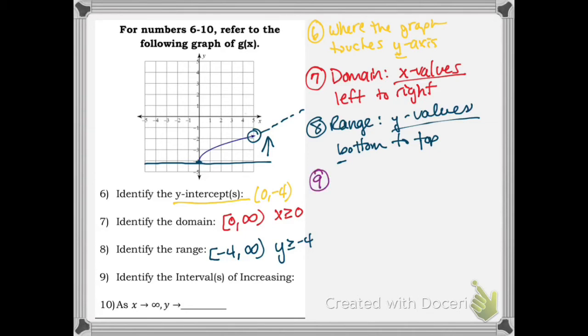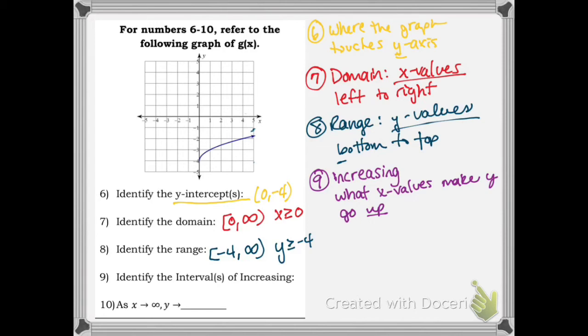Number 9 is identifying the intervals of increasing. Okay, so that means what x values make y go up. So looking at the graph here, we will see that as we travel from left to right, what's happening to the y values, we notice that it's going to be going up. So it's pretty much this whole graph.